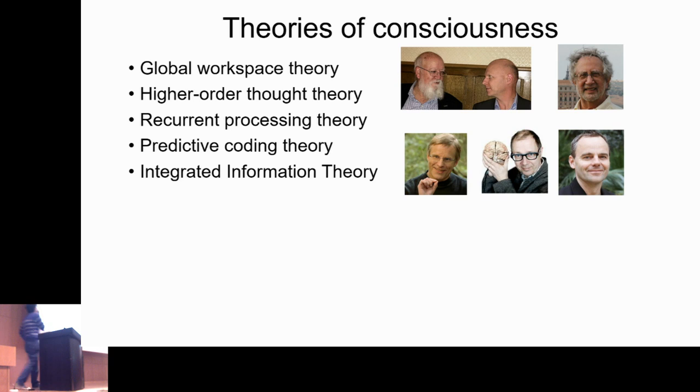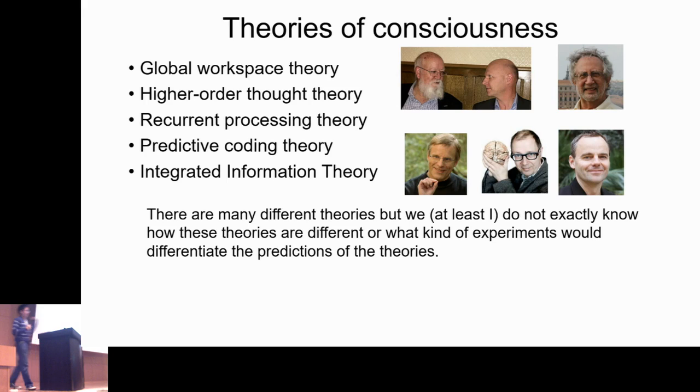For example, global workspace theory, higher order thought theory, recurrent processing theory, and recently predictive coding theory, and then integrated information theory. But we, at least I, do not exactly know how these theories are different, or what kind of experiments would differentiate the predictions of the theories. So there is not much interaction between the theories.